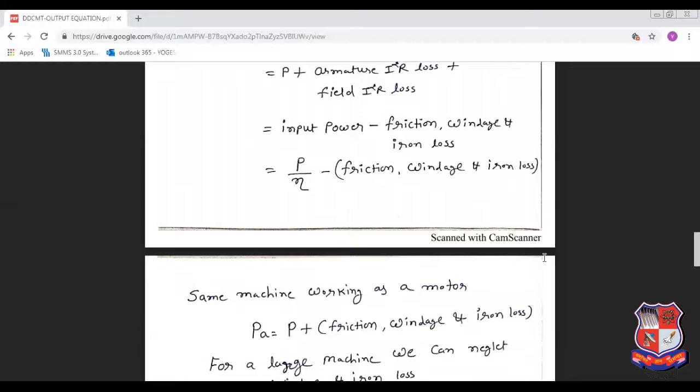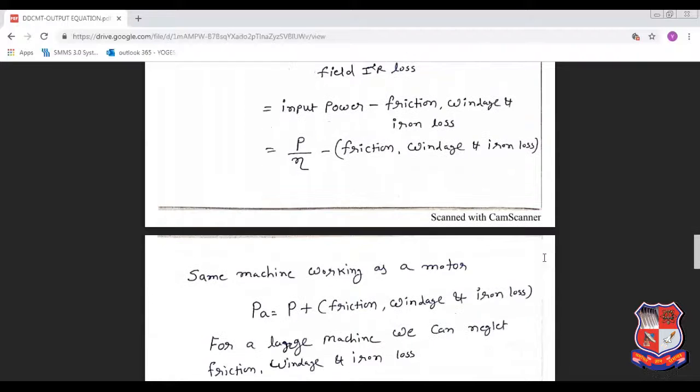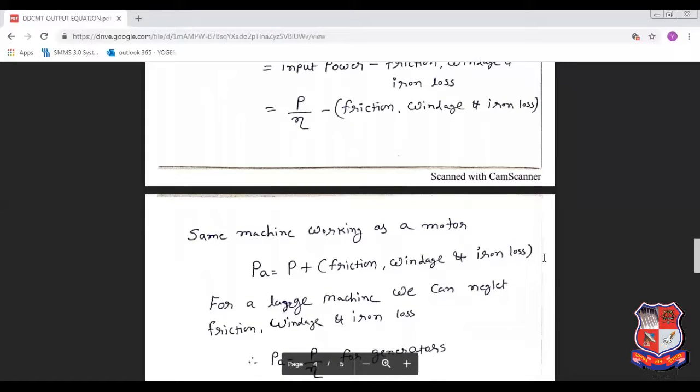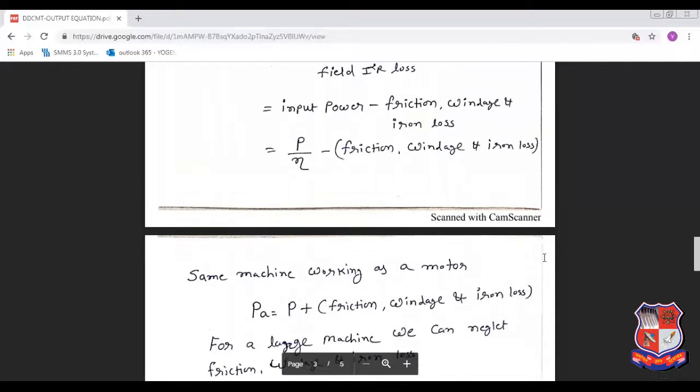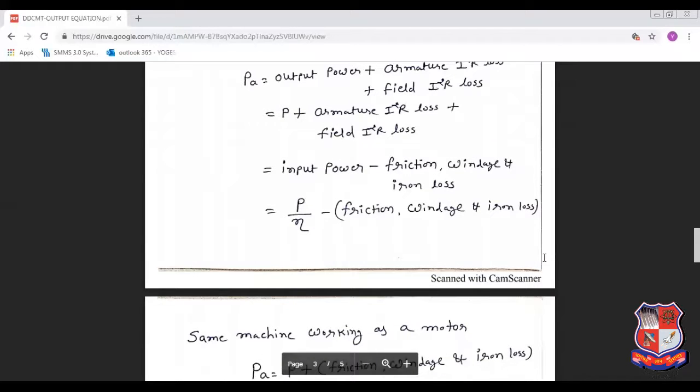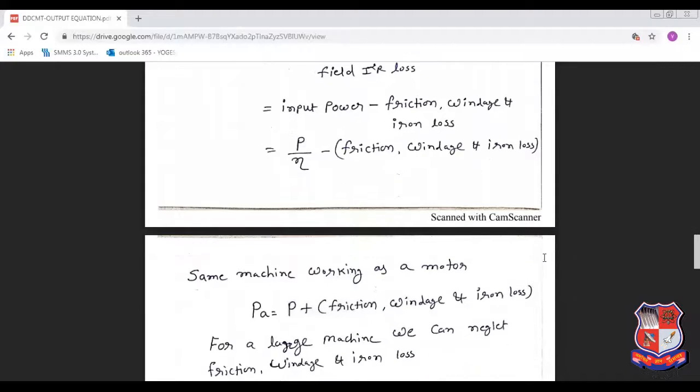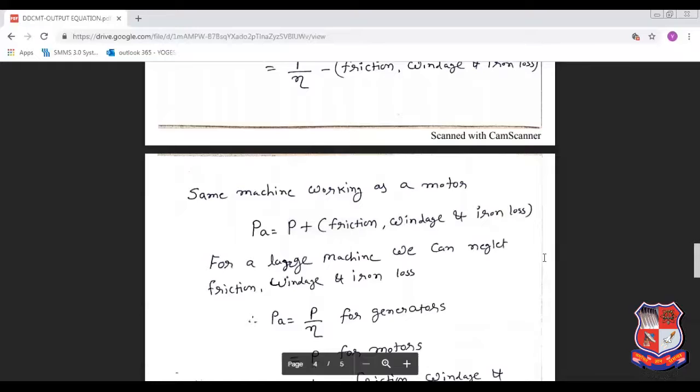The same machine working as a motor: the I square R losses are taken from the supply, and the friction, windage and iron losses are supplied by the armature. So for the motor, power developed by armature PA is equal to P plus friction, windage and iron losses. This is the difference. For the generator, PA is equal to P by efficiency minus friction, windage and iron losses. And for the motor, PA is equal to P plus friction, windage and iron losses.